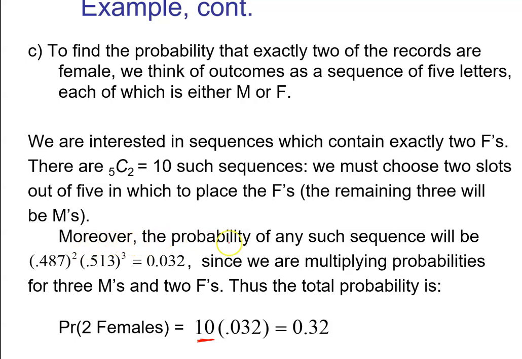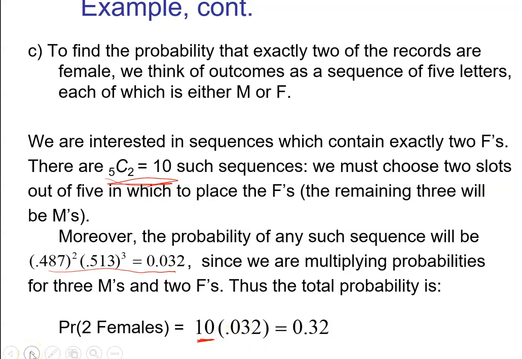So the probability of any such sequence will be 0.487, which, if you recall, is the probability of being female. We need 2 of them. And then this is the probability of being male, and we need 3 of them. It's 0.032. But again, order doesn't matter, so we multiply those 2 together by 10. That gives us a total probability of 0.32.